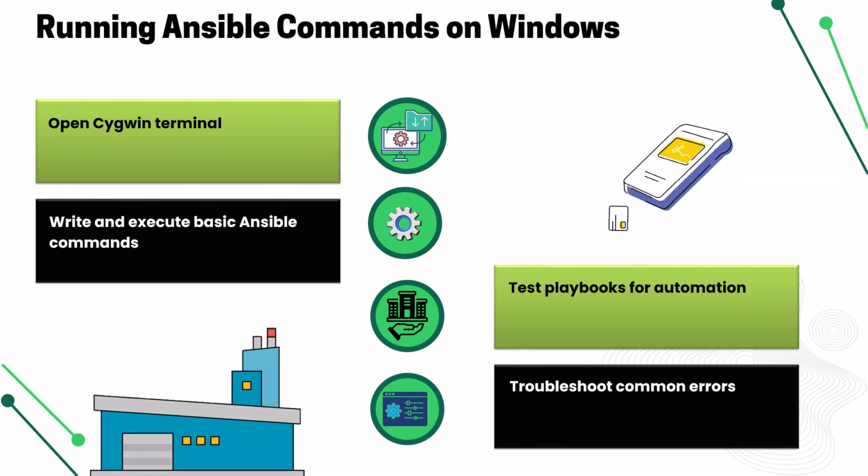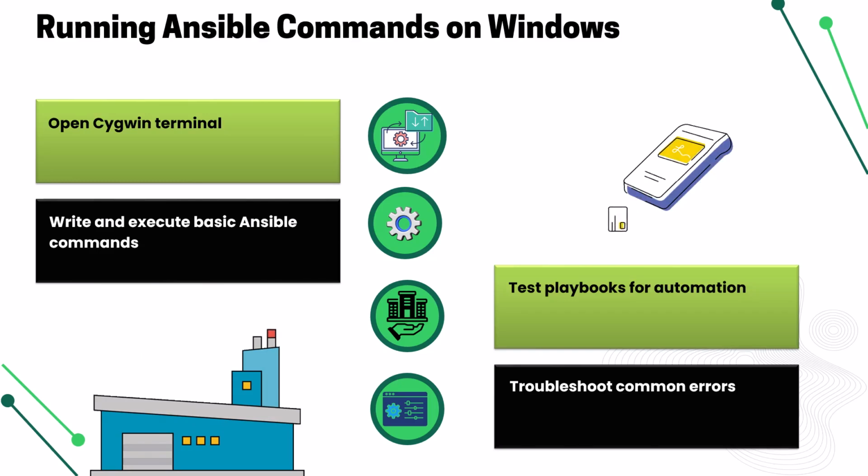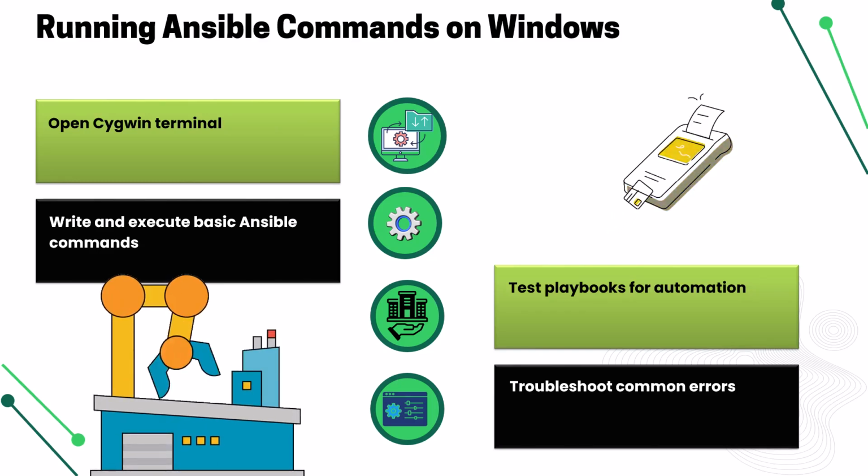Okay, let's get serious. Time to run Ansible commands on Windows. Open the Cygwin terminal like a boss. Type some basic commands and watch the magic happen. Try running playbooks, it's automation at its finest. If errors pop up, don't panic. Troubleshooting is just another puzzle to solve.